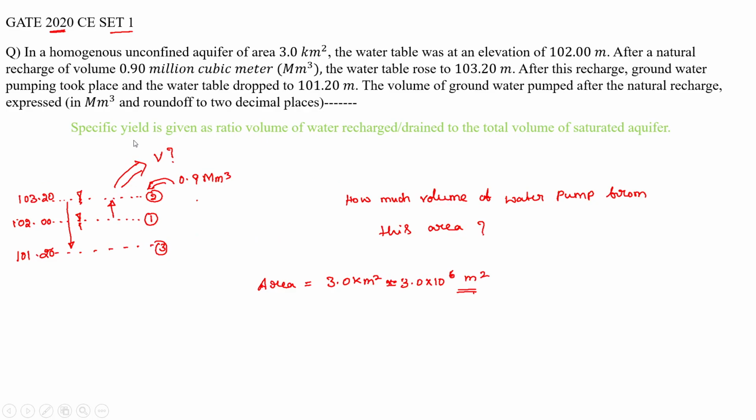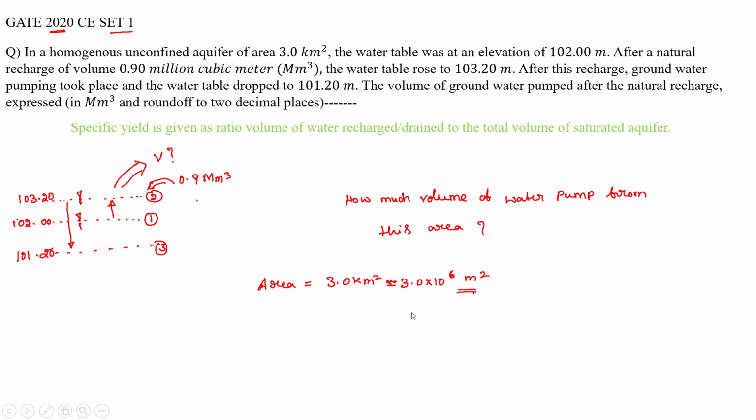So I have given a hint also. Specific yield is given as the ratio of the volume of water recharged or drained to the total volume of the saturated aquifer. In this case, this question is a 2 marks question, and it contains two steps. One is the calculation of specific yield, SY. By using that specific yield, we can calculate the groundwater pumped.